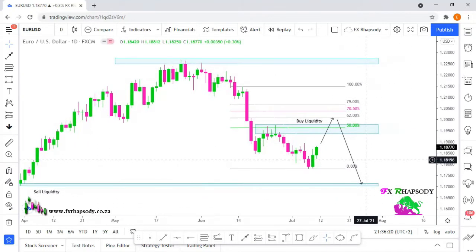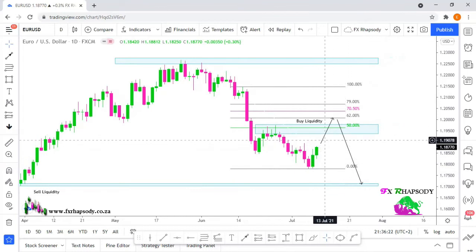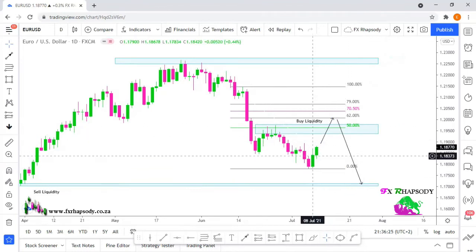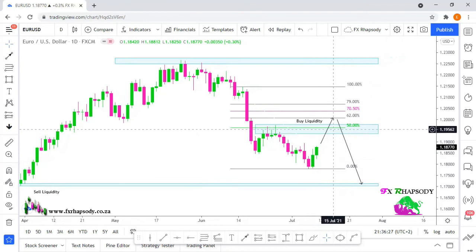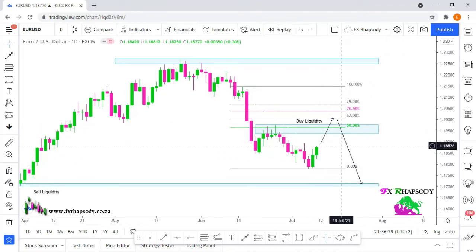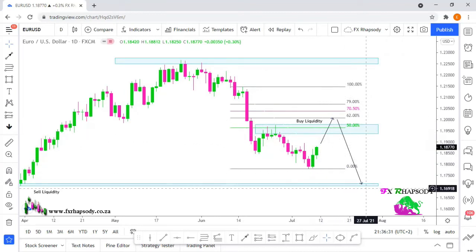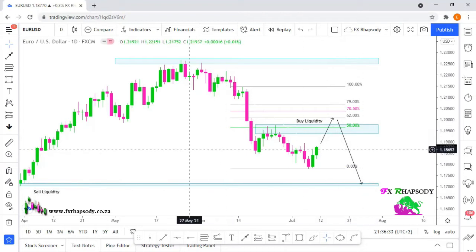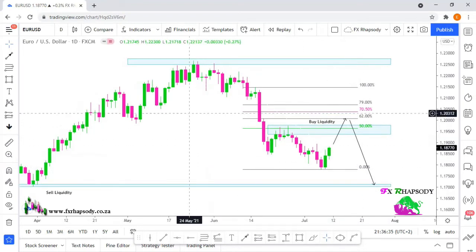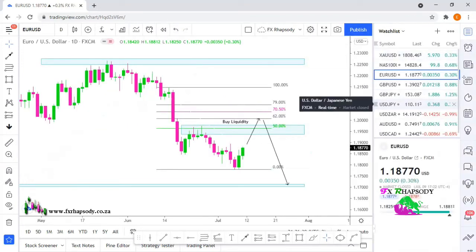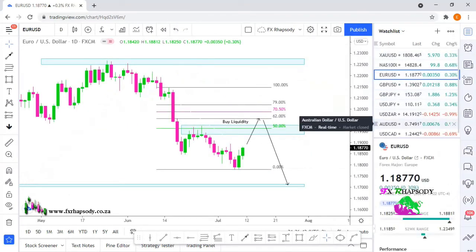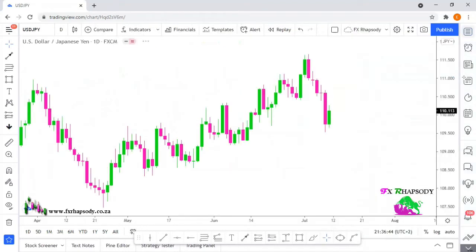The big thing is just where is price going to start turning? Is price going to head up and just tap this liquidity and then have enough for the sell to go to the bottom? Let's have a look, guys. This week coming is going to be an interesting week for Euro USD. Next pair, let us look at, there we go, US dollar Japanese yen.